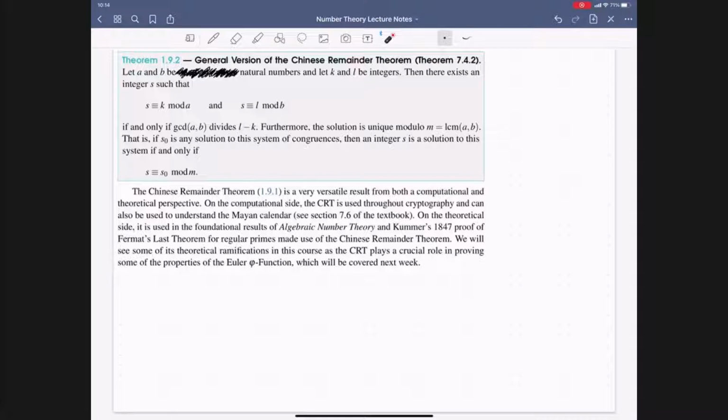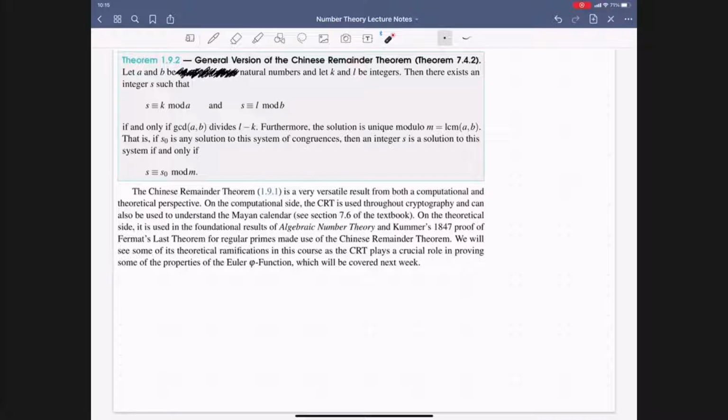So before we continue, we're going to be doing many computational examples for the remainder of the lesson, and then we're going to finish off with a theoretical application. But I should mention that in the textbook, you can read up on applications of the Chinese remainder theorem for understanding the Mayan calendar. So you'll be able to find this in section 7.6 of the textbook. The Chinese remainder theorem is also very useful in cryptography. And in this course, at the end of the term, you have a final project, and one of the possible options you can choose is cryptography. And so this is something that you can investigate in further detail.